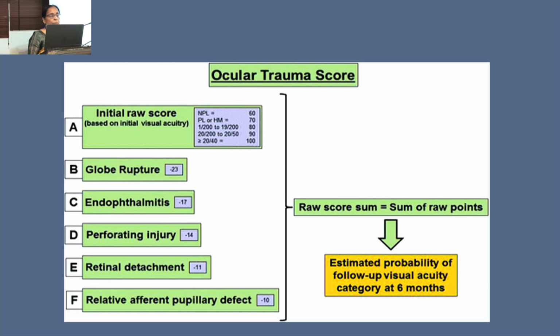So this is the ocular trauma score. This only gives the prognosis. All this is in the book, but these are the various sums. Ultimately you get what are called raw points, and that's how you suspect it. So it's basically severe injuries there.